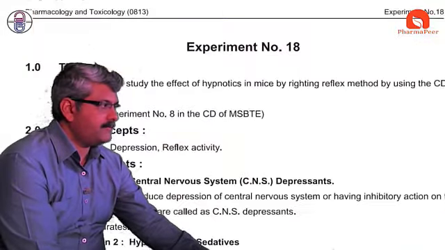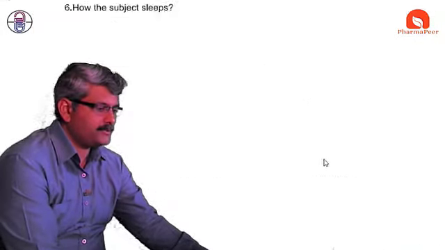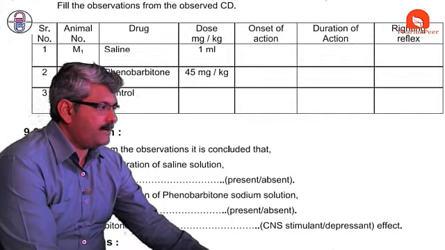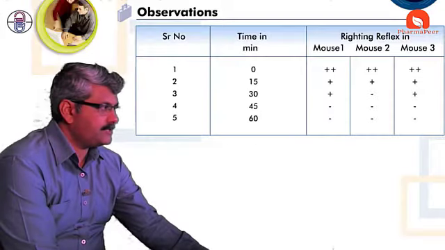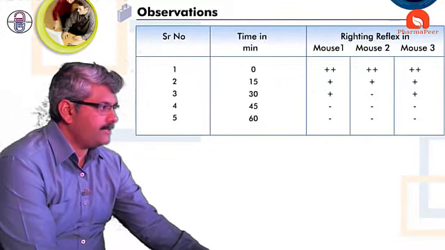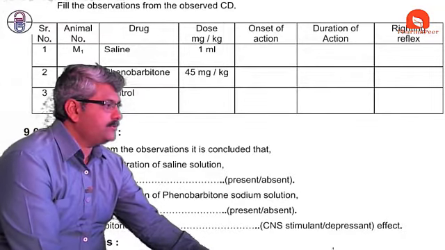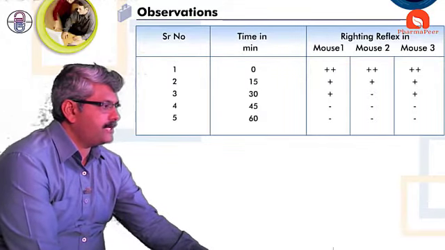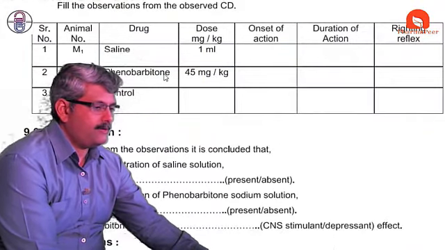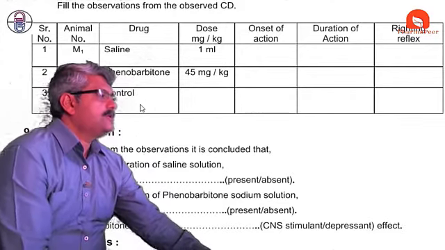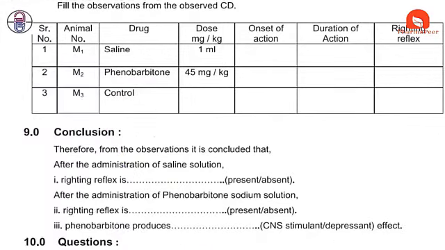So what do we have to add in the observation table? We have to add this information in the observation table of this manual. Here we have M1, M2 and M3. M1 is the animal which is given saline. M2 is the animal which is administered phenobarbital, and M3 is kept as a control, as a standard. So these are the three parameters, M1, M2 and M3.